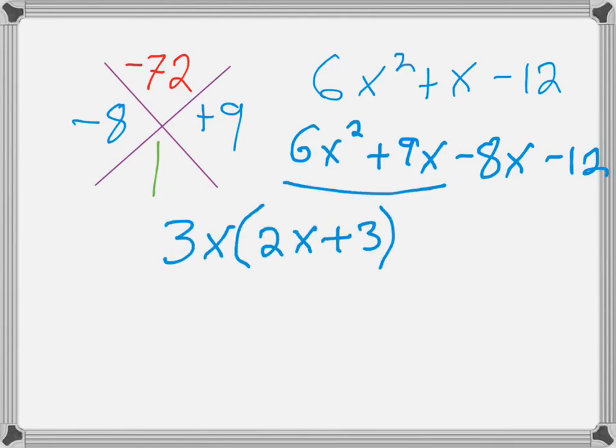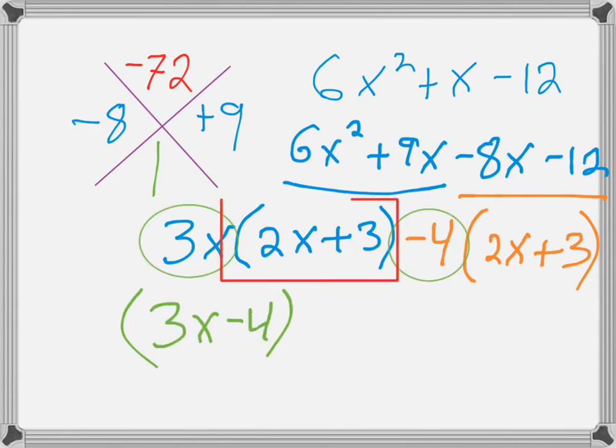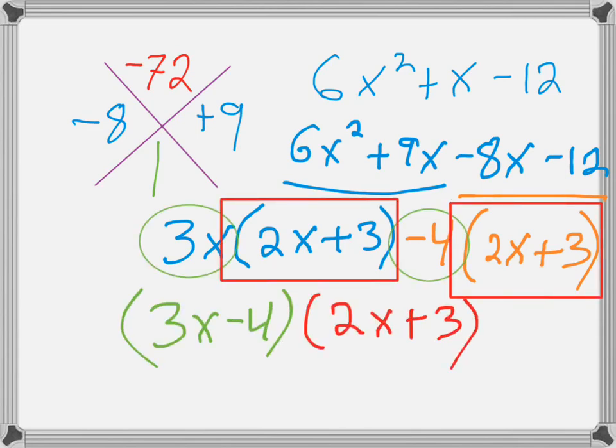And we're going to take that first part and find a common factor. That common factor is 3x. So I get 3x times 2x plus 3. And then I need to find a common factor in the second part, and that's negative 4. And so then that's negative 4 times 2x plus 3. And just like before, I need to take 3x minus 4 and then multiply that times 2x plus 3. And that's how you do factoring of quadratics where the coefficient is not equal to 1.